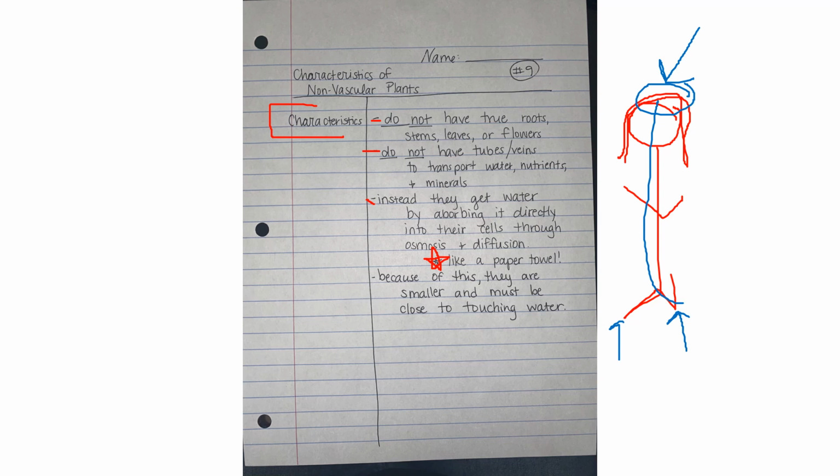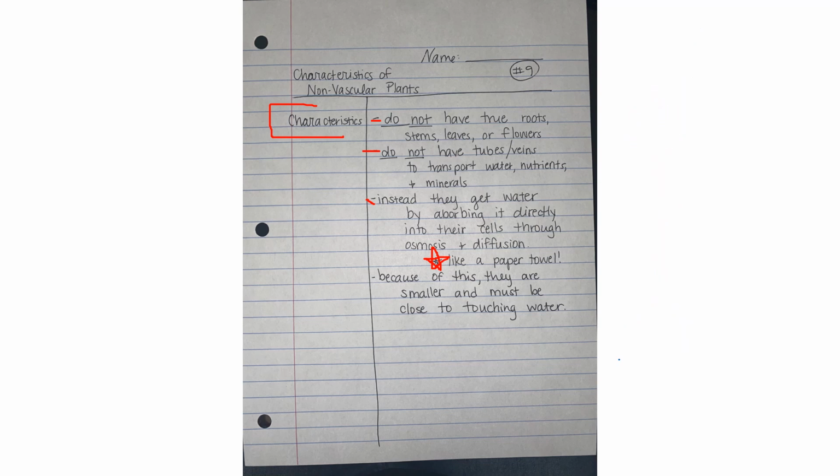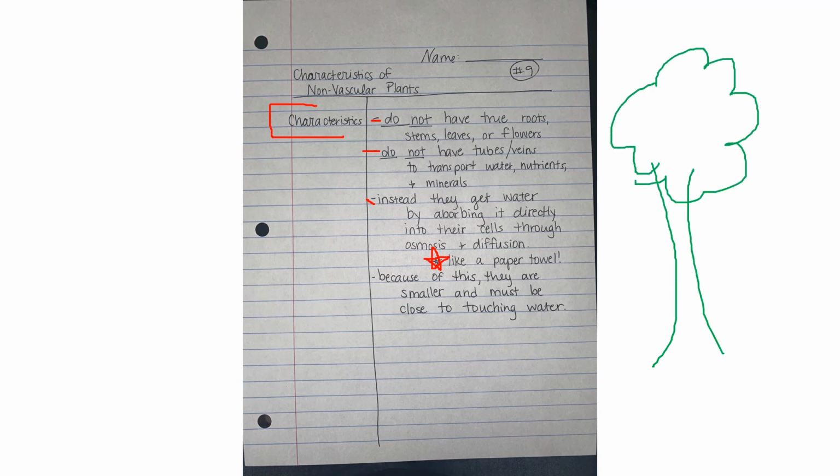In order for the plant to get water to its cells where it needs it, it has to actually be touching that part of the water. Whereas vascular plants, okay, even if this tall part of the tree, even if up here needs to get water, it can still get that because inside of the tree are those tubes that will take the water from the ground all the way up to the top where it's needed. Okay? So that's the difference between vascular and non-vascular, or at least one difference.